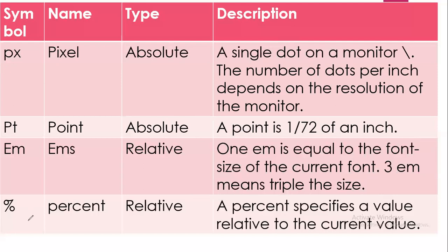Okay. Then we have percentage. Percentage, here the type is relative. A percent specifies a value relative to the current value. For example, you have created a table and you are defining its width as 100%. So what it will do, it will occupy the complete space on the screen. Okay, so this way you can define the values in percentage. Fine.